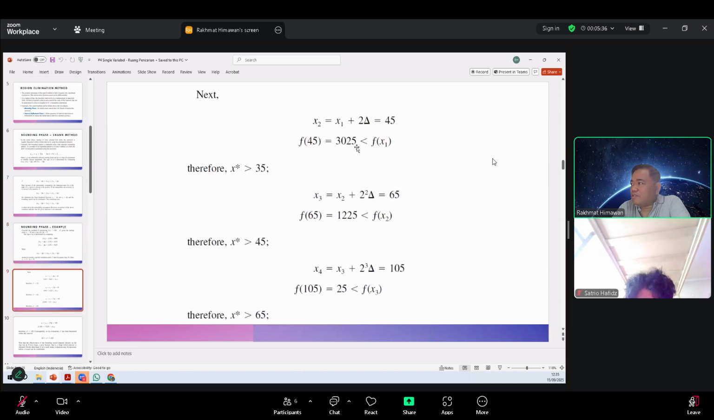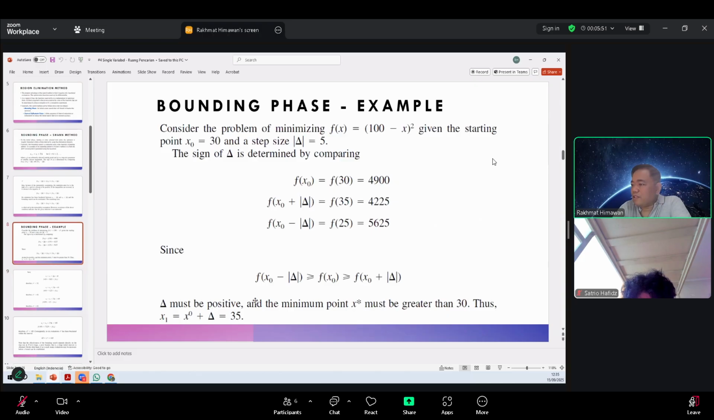35 plus 2 multiplied with sigma, 2 multiplied with 5 is 10, so 35 plus 10 is 45. And we plug it into the f. We got 3,000 now, lower than f(x1).